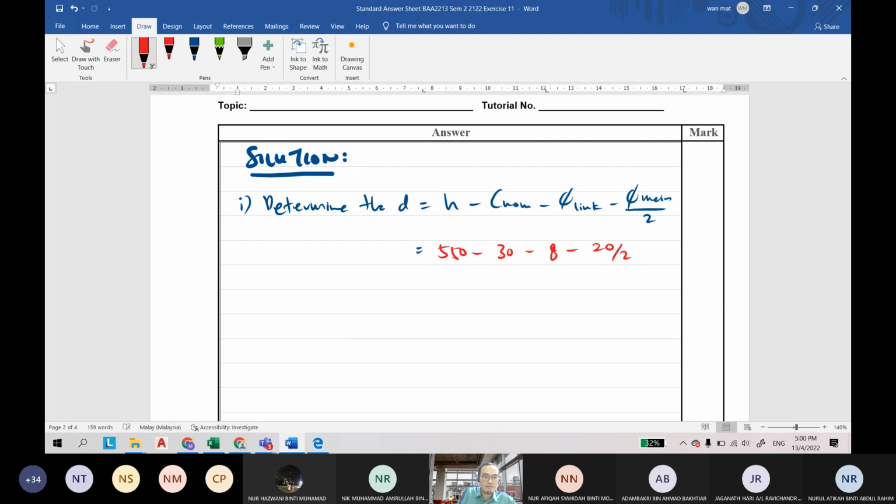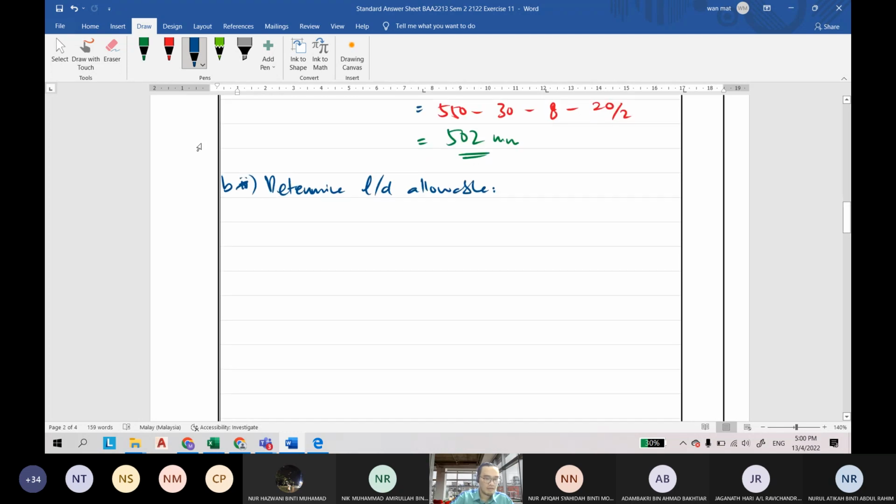So any answer for me, please? The value of D. 502 mm. And then the second solution is to determine the L over D. Let's say this is A, this is B, allowable. First, check the value of rho, which is equal to AS required over BD, equal to 1109 over B, which is 225, times 502.